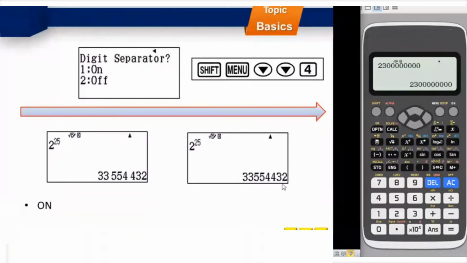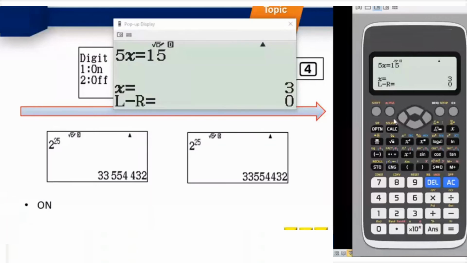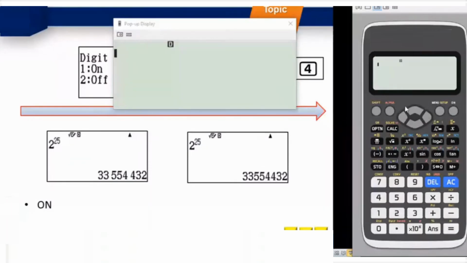Then you press Shift Menu, you scroll down and it is multi-line font. Multi-line font means this, that I have written 5x equals 15, x is 3, L minus R is 0. This is multi-line font, and multi-line font means that on a screen we can at a time show 3 and 4 lines together. That is the display that I wanted to give. The small fonts work when we are in line 1, line 0 mode. So we are on small font and see that the fonts are small.